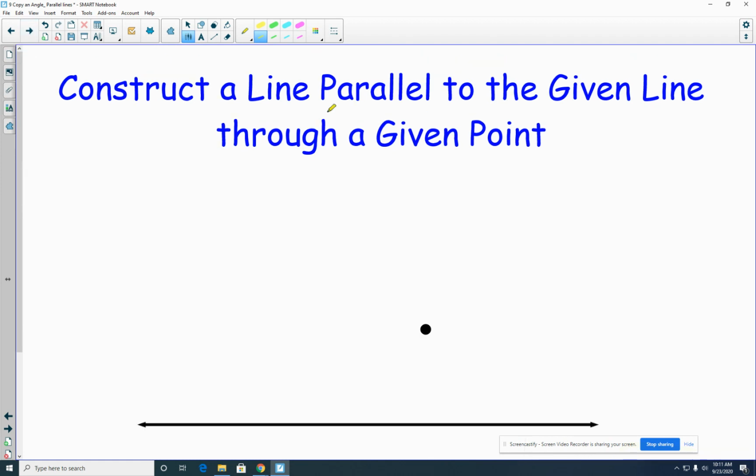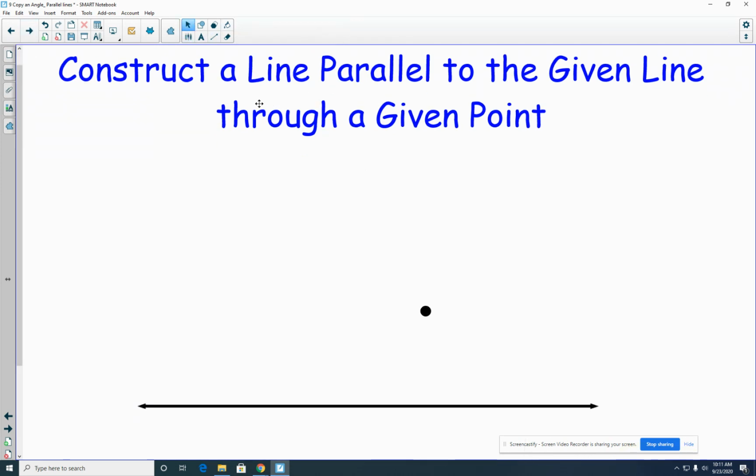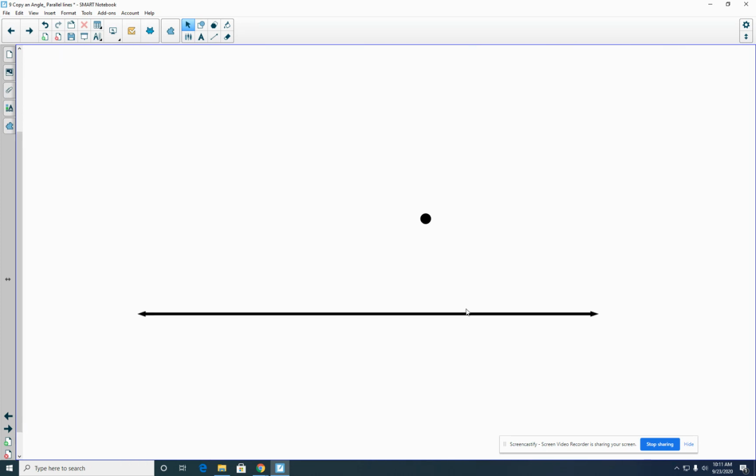But we're actually going to practice one more time. So here it is. Construct a line parallel to the given line, so a line parallel to this line through this point. So it's going to look like another line that's horizontal through this point. So remember, I'm doing the perpendicular line construction 2 times. So let's walk through it together.